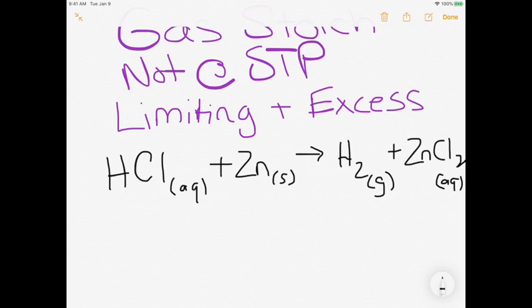the layman's way of doing this is you just grab whatever hydrochloric acid you have and whatever zinc you have and you throw it together and hope you get some product. But of course that's not very effective. So I'm going to color code this.